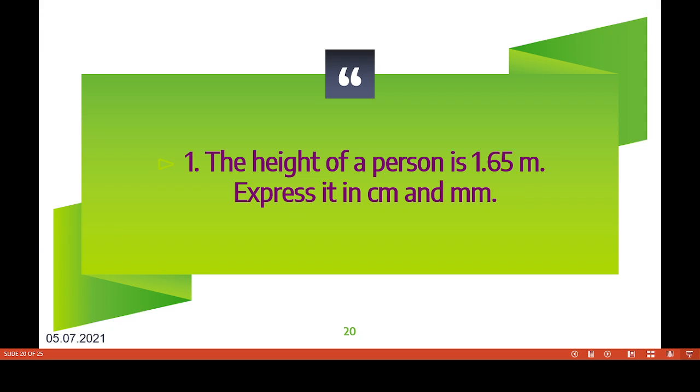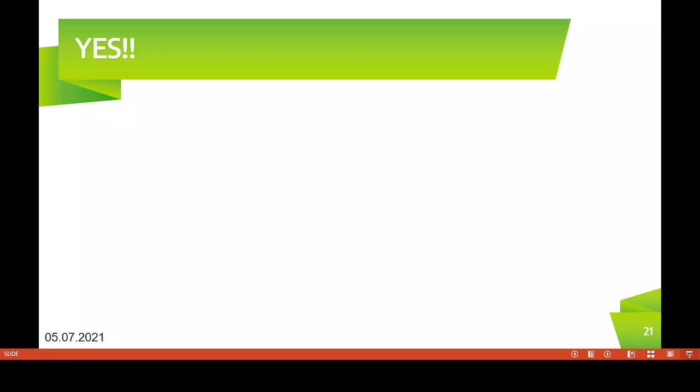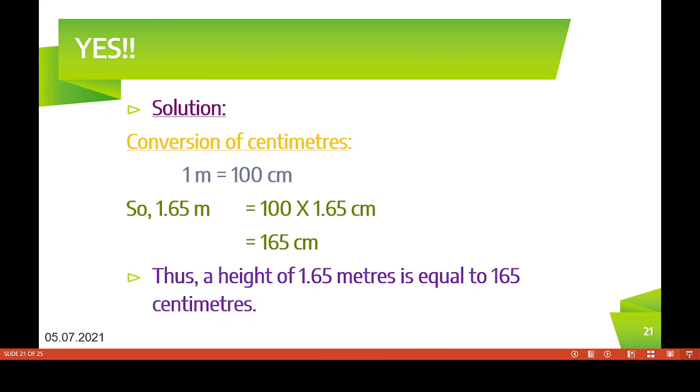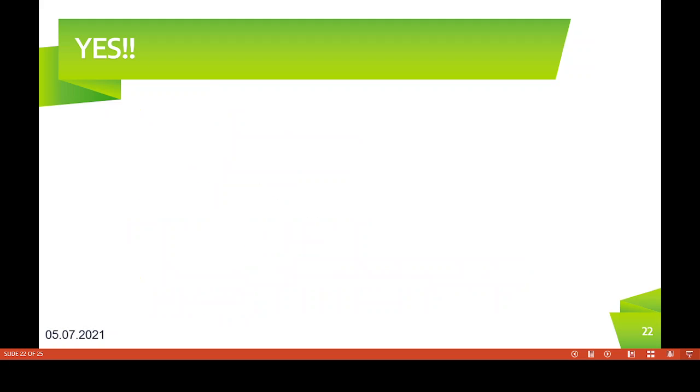Number 1. The question is: the height of a person is 1.65 meter. Express it in centimeter and millimeter. First of all, listen to the question carefully. And then first you have to write the solution. Conversion to centimeter. What's the formula? Yes, 1 meter is equal to 100 centimeters. So 100 into 1.65 centimeters. We multiply, and we get 165 centimeters. So the height 1.65 meter is equal to 165 centimeters.